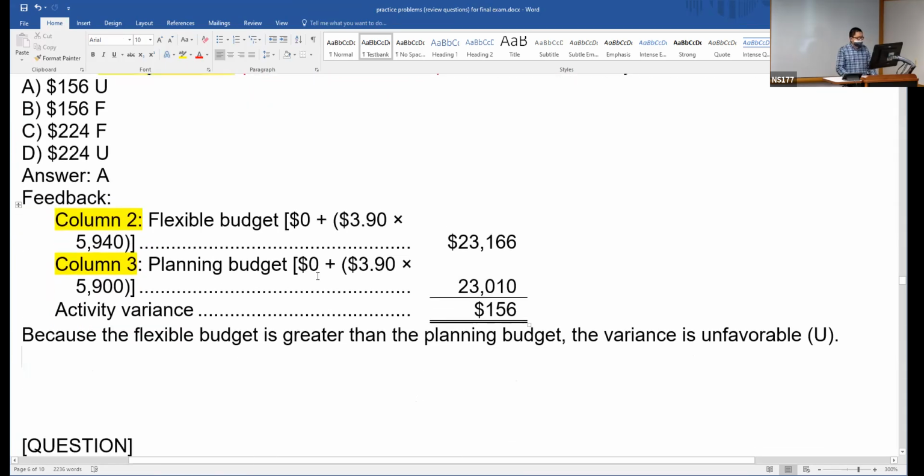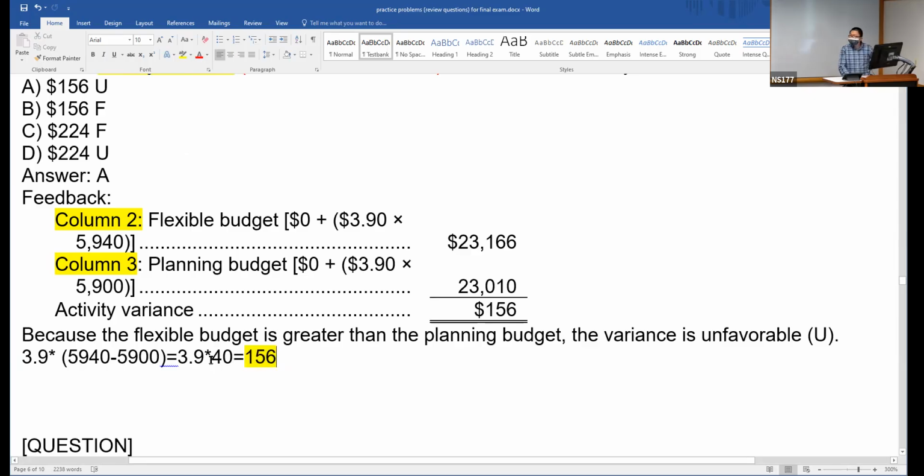Another way you can solve this is to use the 3.9, which is the variable component, and multiply it by the difference between the actual quantity and the planning quantity. This will equal 3.9 multiplied by 40. We don't need to care about the fixed costs because they are always the same in the flexible budget and also in the planning budget. And we will get the same result, 156.